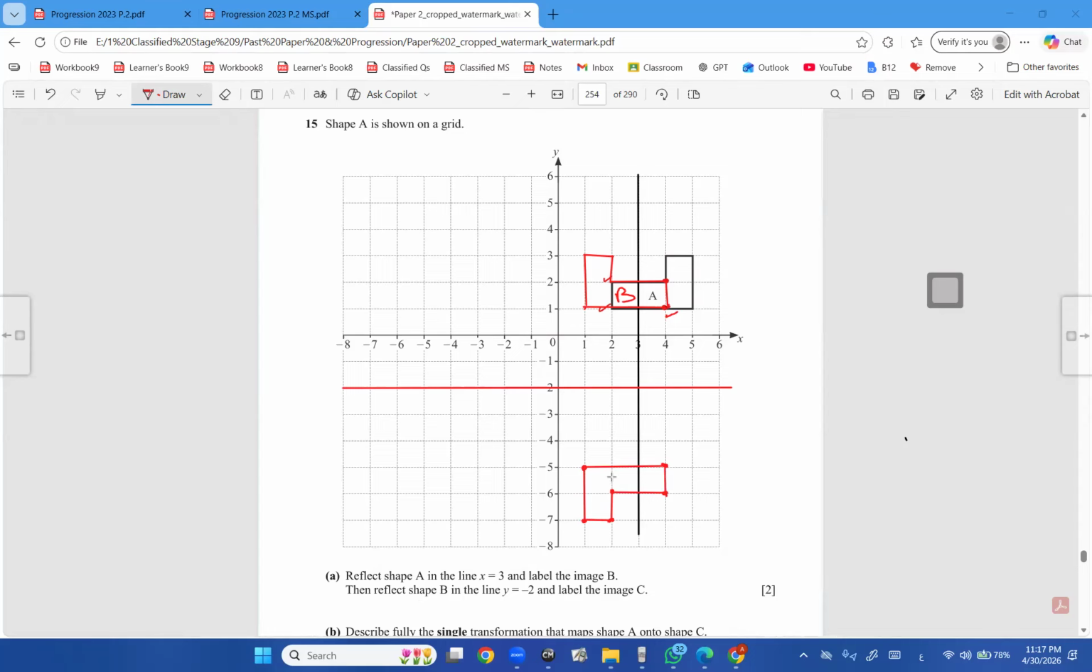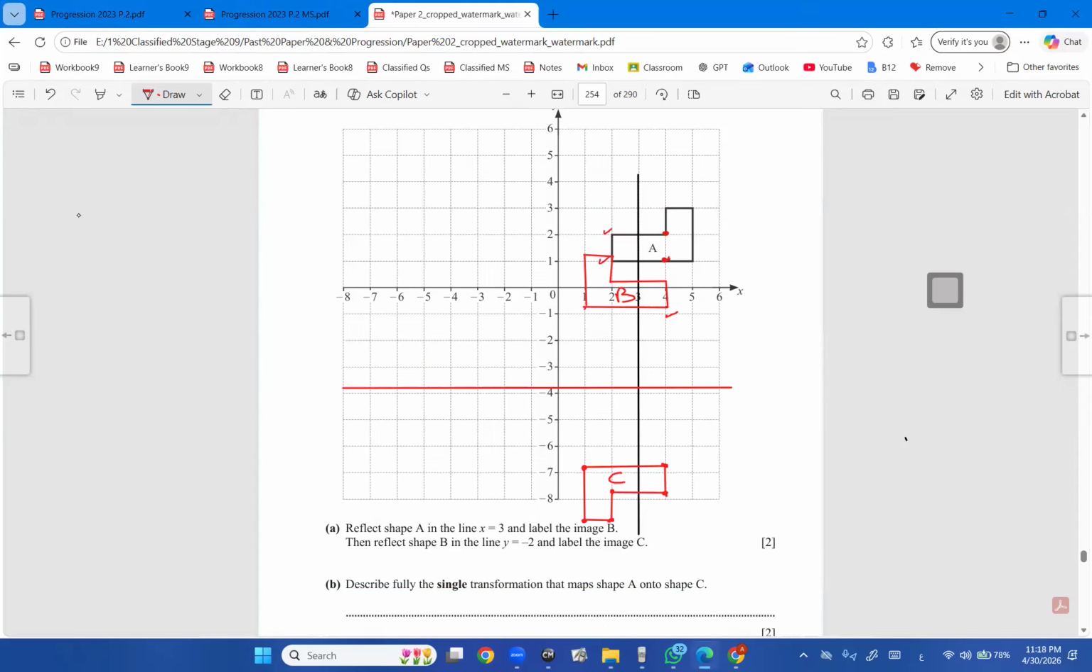In question B, they are requesting from you to describe what happened from shape A until it became C as a single transformation. So what happened from A for it to be C? Well, you're going to find that the shape actually got flipped or rotated. So you need to write rotation. This is the first thing.